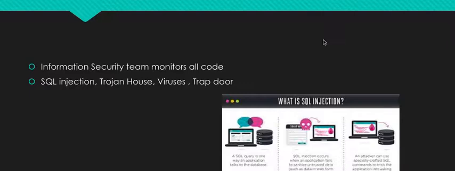Now, the next topic is going to be malicious and mobile code. The information security team at JSDM now monitors all code on the servers. Specific things that JSDM looks at are any signs of SQL injection, which is shown in this figure right here, Trojan horse, any viruses, and trapdoor.